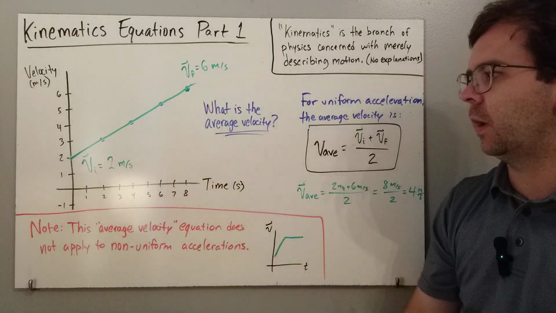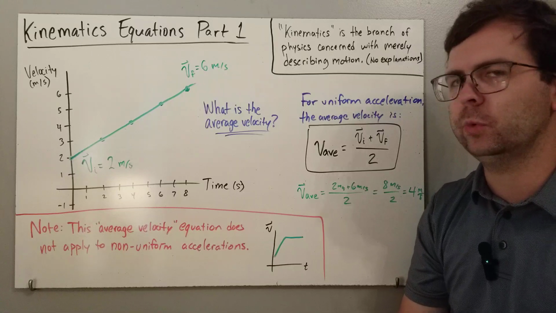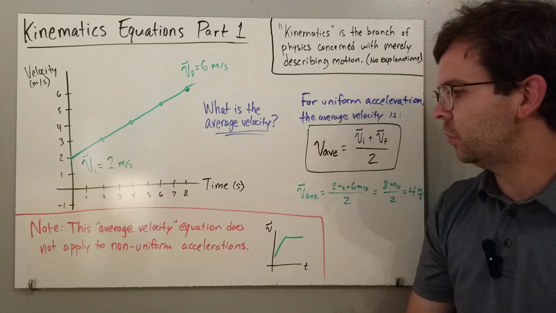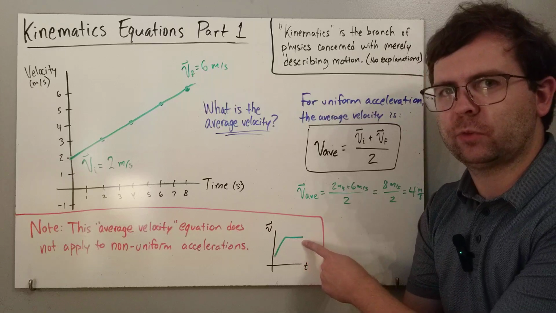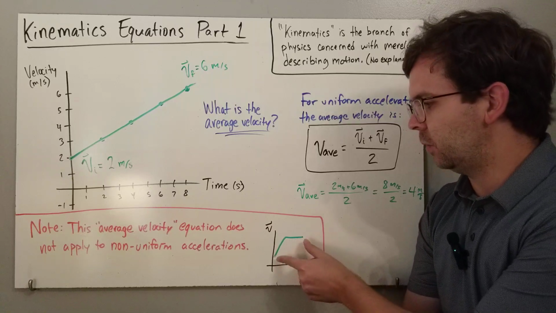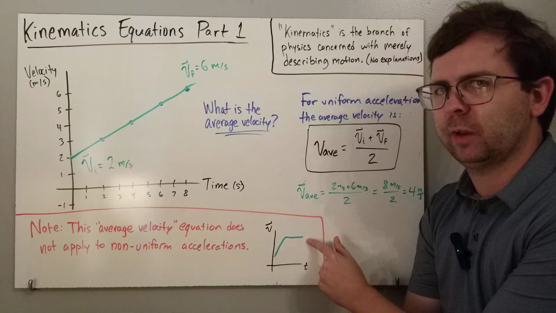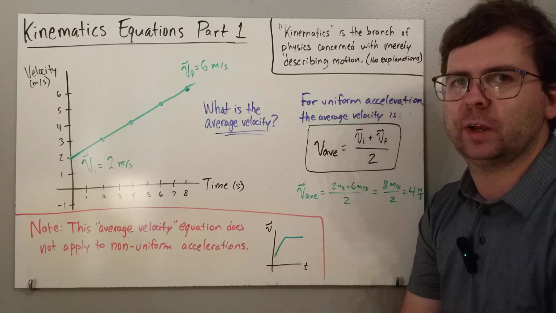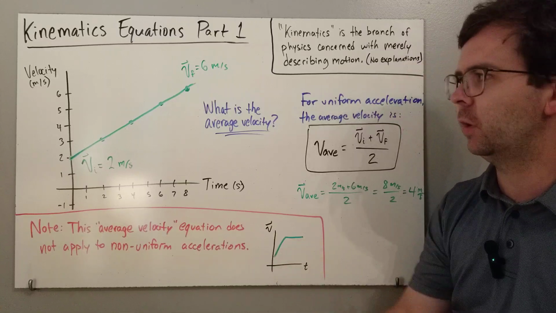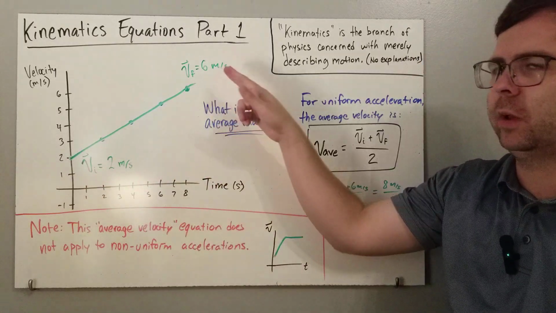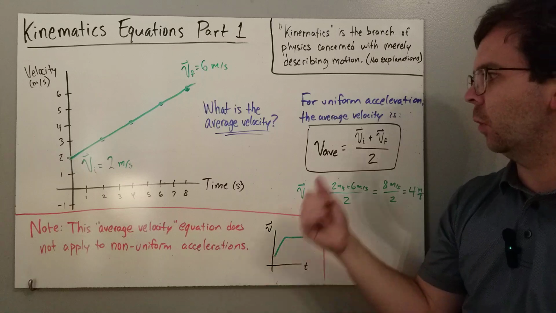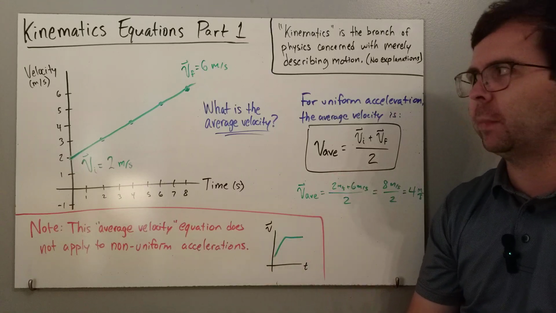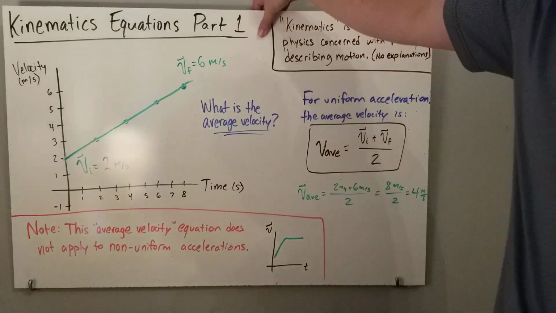Note that this average velocity equation does not apply to non-uniform acceleration, which only means that if you speed up real quick and then you go at a high speed for the rest of your travel time, you can't just say initial plus final divided by 2 because you spend a lot more time in the final velocity than you did in the initial. It only works if you're uniformly accelerating. You're increasing your velocity by the same amount each second. So this is our first of our new kinematics equations. Let's do some examples with that equation.